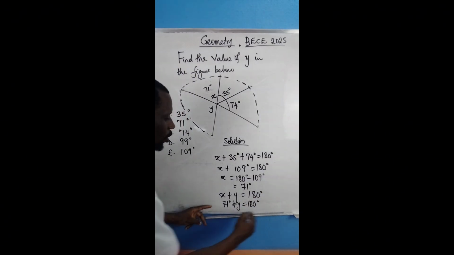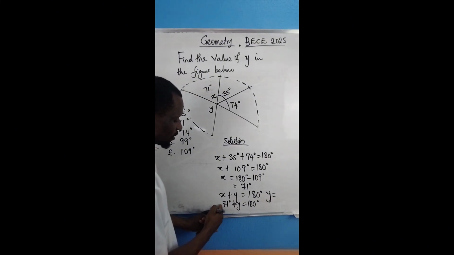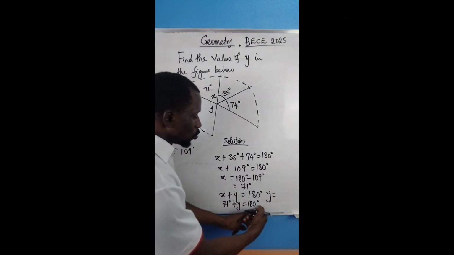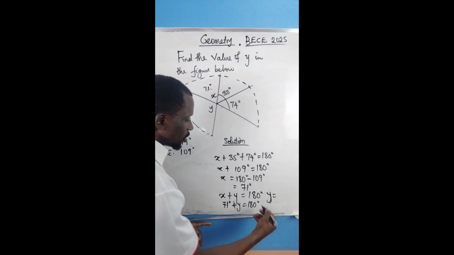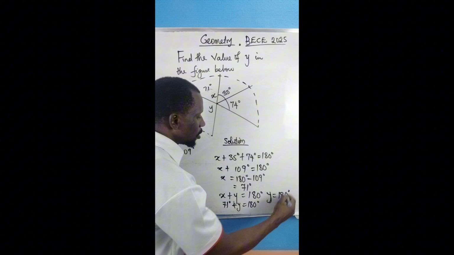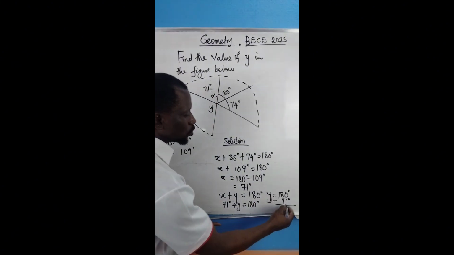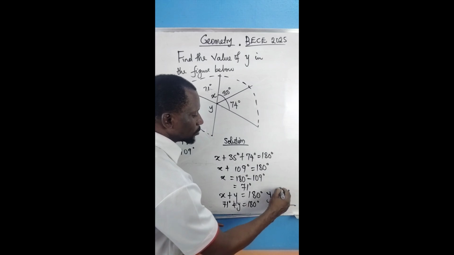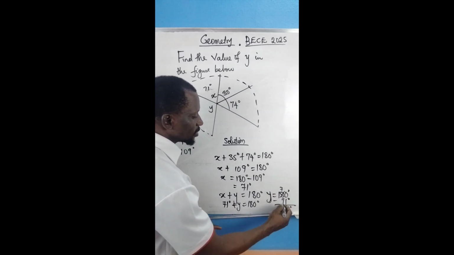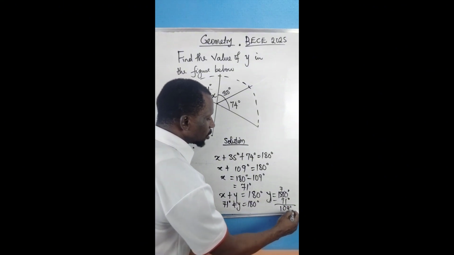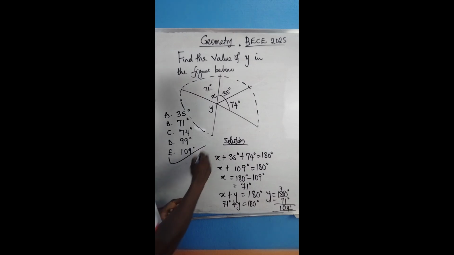Then your y will finally be, move this plus 71 to meet 180 degrees, so that you have made y the subject of the equation. At this point, you will have 180 degrees minus 71 degrees. And that will give you 10 minus 1 is 9, 7 minus 7 is 0, and this is 1. The answer becomes 109 degrees, which is option E.